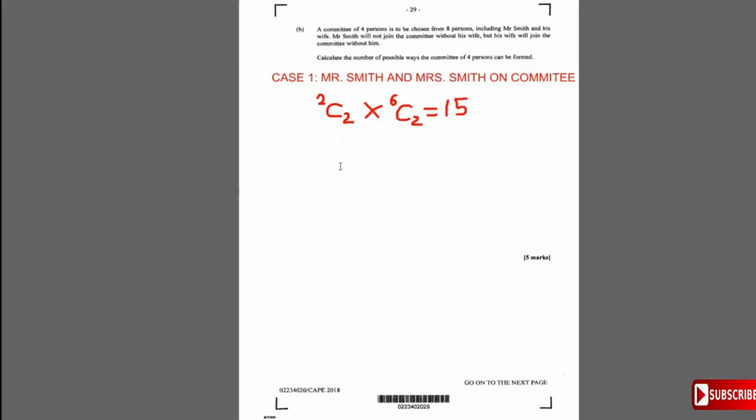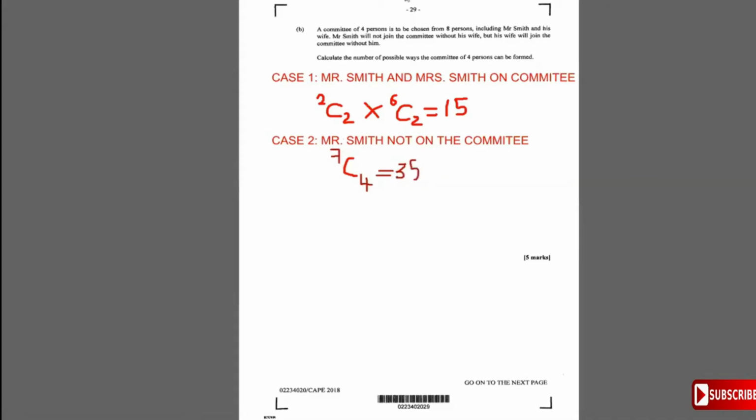Let's look at case 2. Case 2 is Mrs. Smith on the committee and Mr. Smith not on the committee. So if Mr. Smith is not on the committee, but his wife is still on the committee, then he's definitely out. So you're really just choosing the other people. He's out, so you're just choosing 4 from 7. So 7 choose 4 is equal to 35.